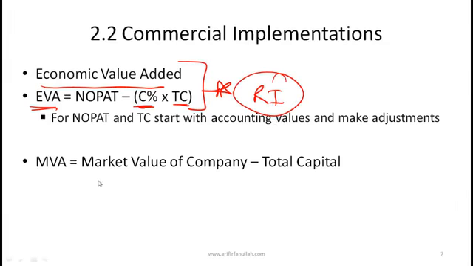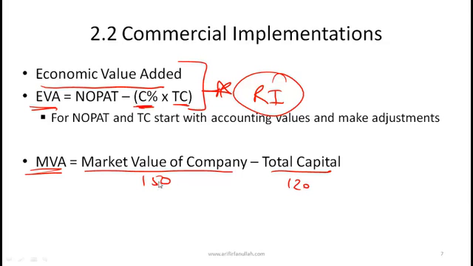Another term that is thrown around is MVA, or market value add. All this term means is that you look at the market value of a company minus the total capital. So if the market value of a company is 150 million and the total capital that has been provided is say 120 million, then the MVA is 30 million.